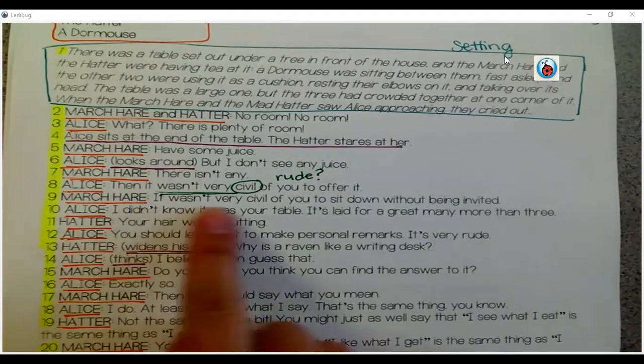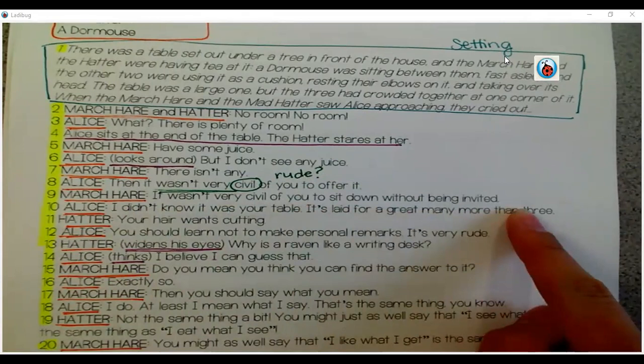March Hare, it wasn't very civil of you to sit down without being invited.